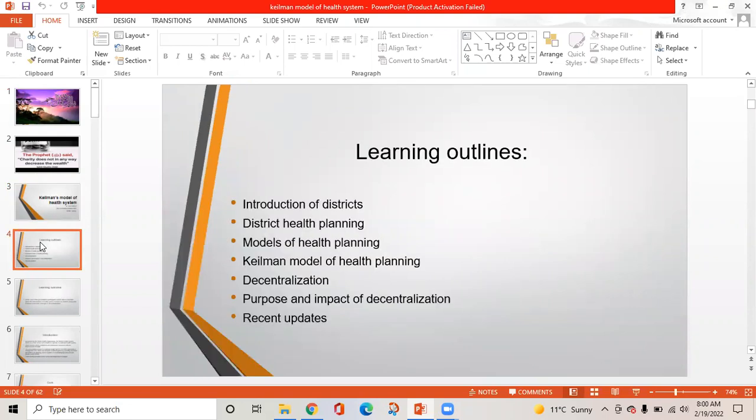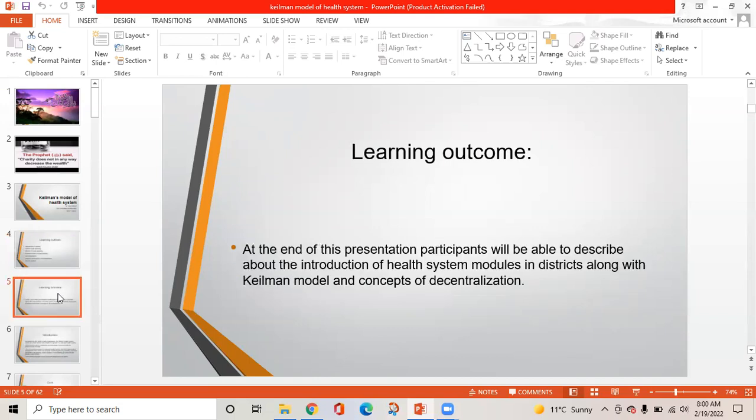Learning outlines of the presentation are introduction of districts, district health planning, models of health planning, Keilman model of health planning, decentralization, purpose and impact of decentralization along with recent updates. Learning outcomes are that at the end of this presentation, participants will be able to describe the introduction of health system modules in districts along with the Keilman model and the concept of decentralization.